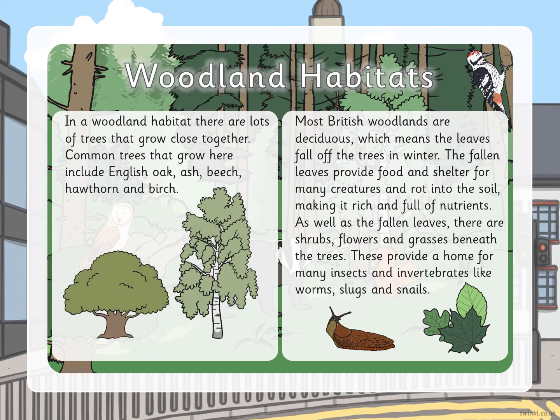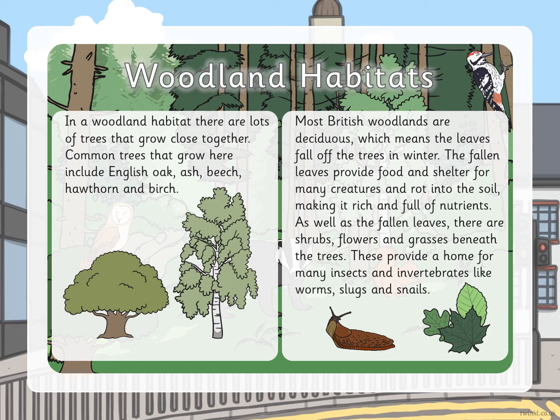Woodland habitats. There are lots of trees that grow close together. Common trees that grow here include oak, ash, beech, hawthorn and birch. Most British woodlands are deciduous, which means the leaves fall off the trees in the winter. The fallen leaves provide food and shelter for many creatures and rot into the soil, making it rich and full of nutrients. As well as the fallen leaves, there are shrubs, flowers and grasses beneath the trees.